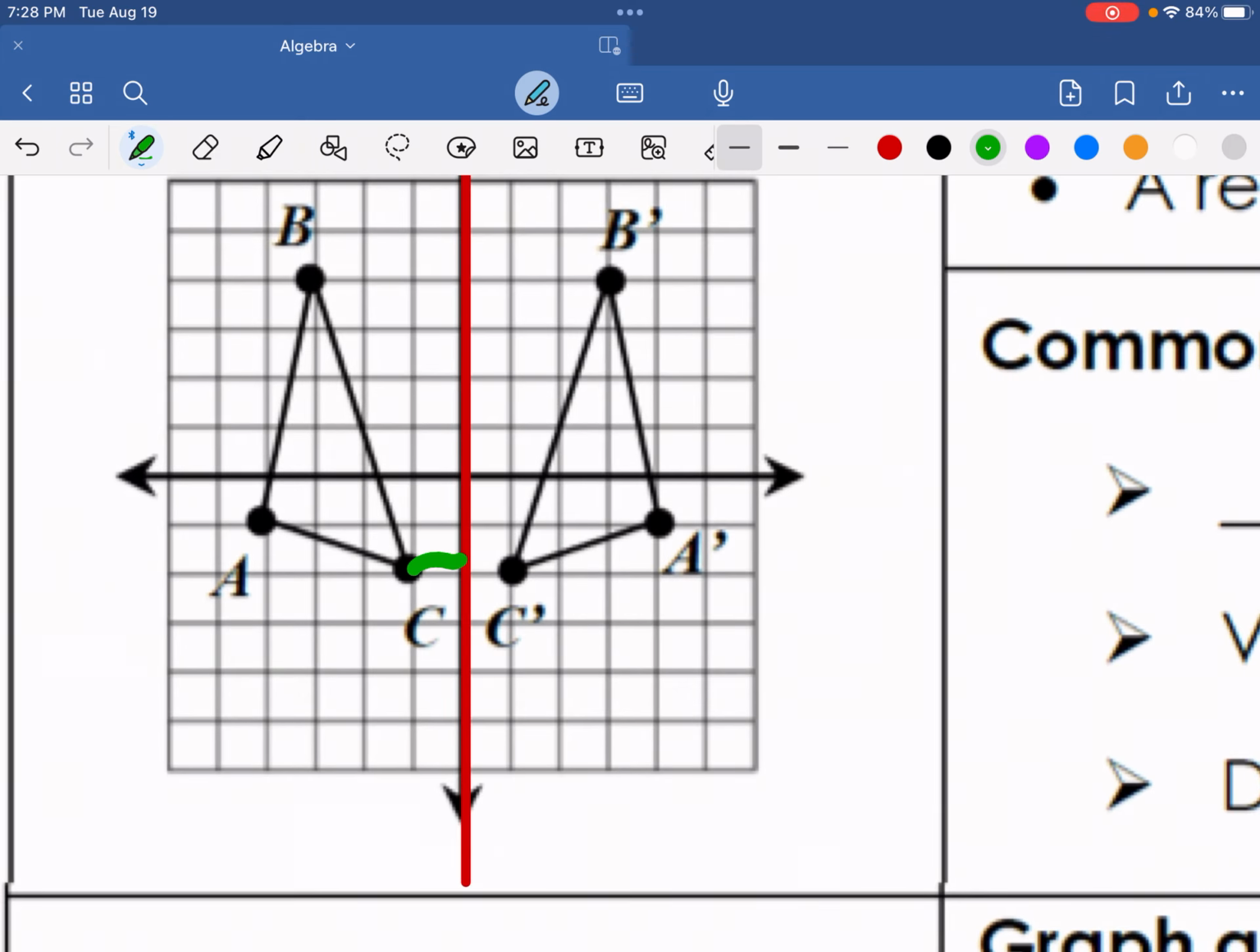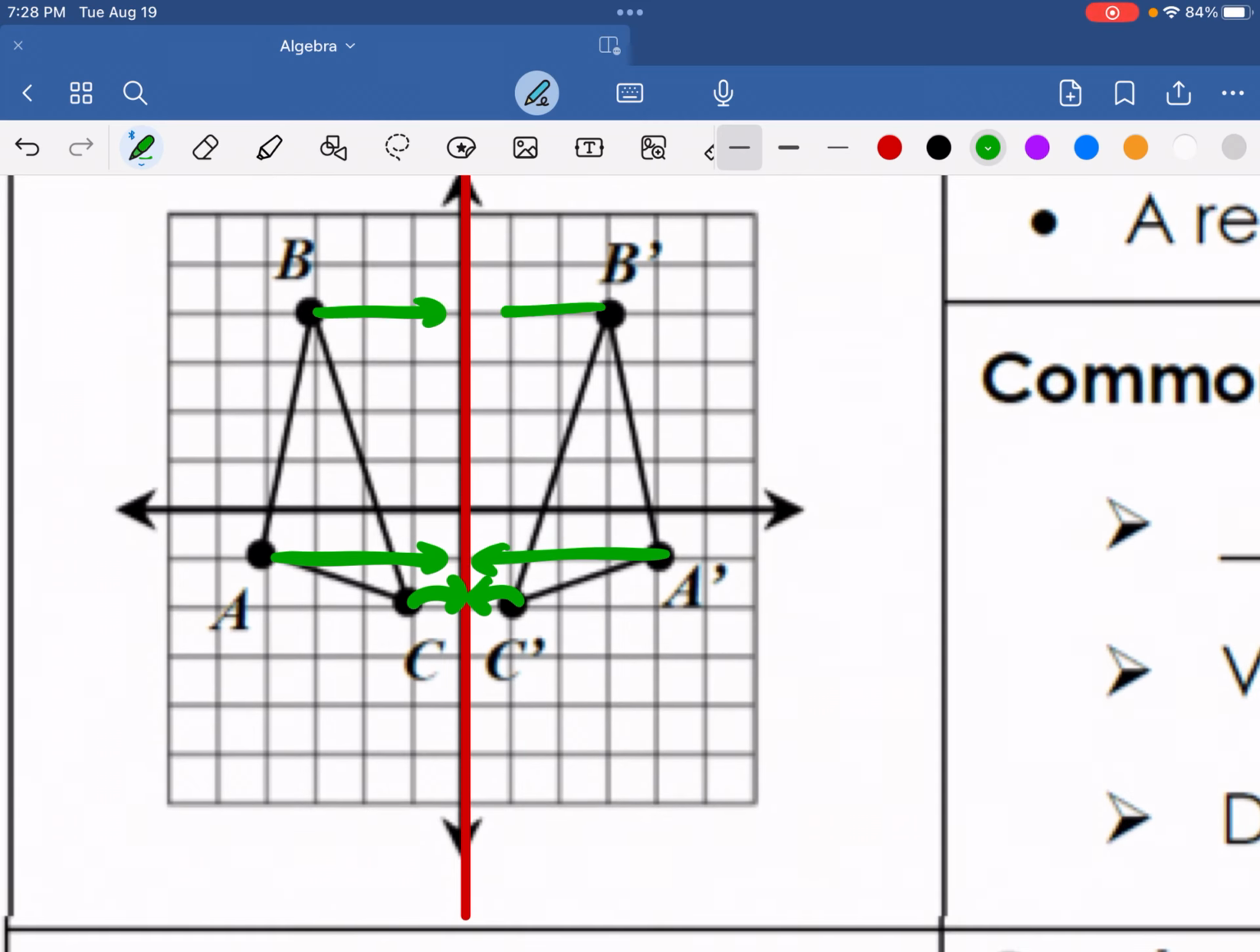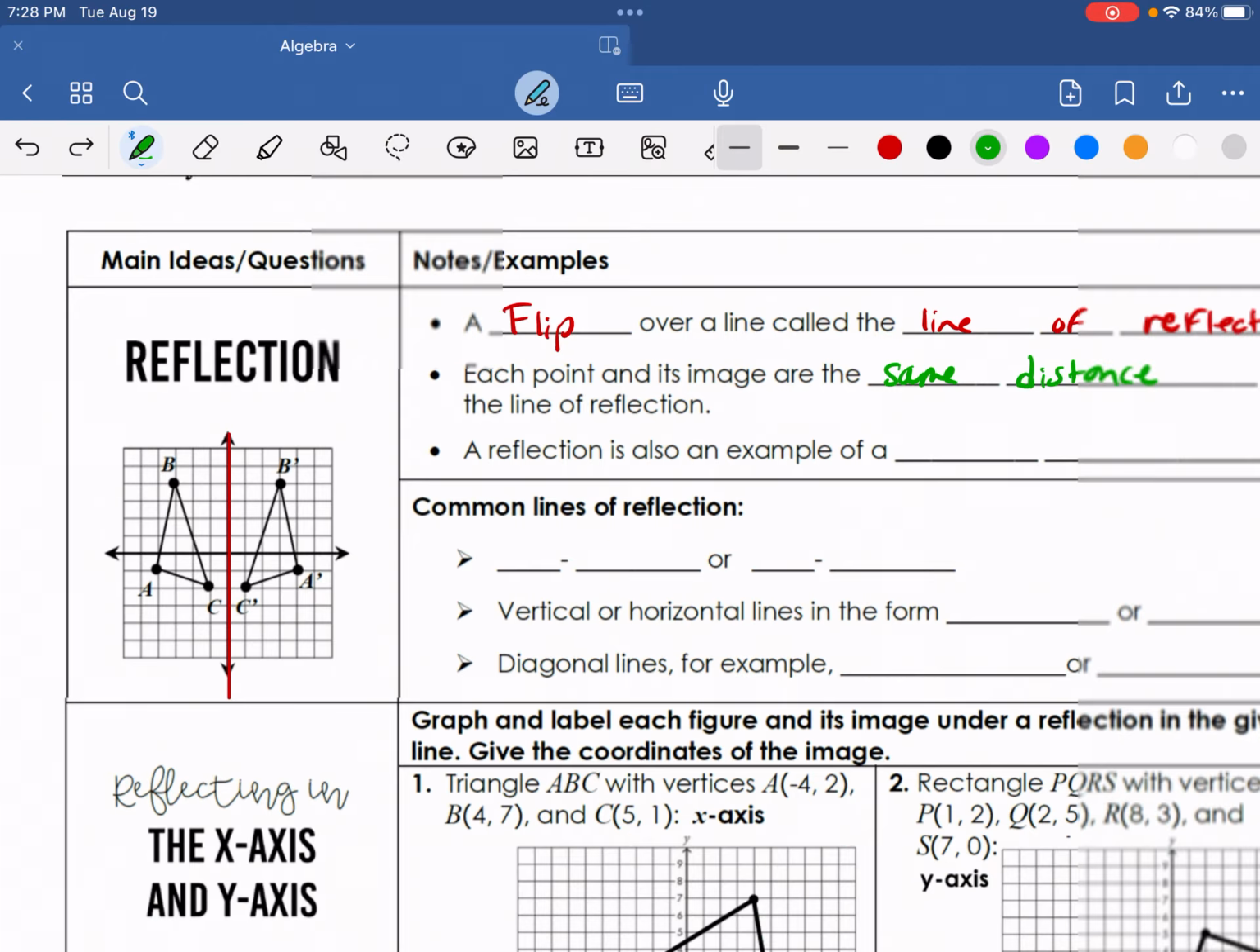So C is 1 away, and C prime is 1 away back to the line. A is 4, A prime is 4 back to the line. B is 3 and B prime is also 3 back to the red line, right? The line of reflection, which is the y-axis in this example.